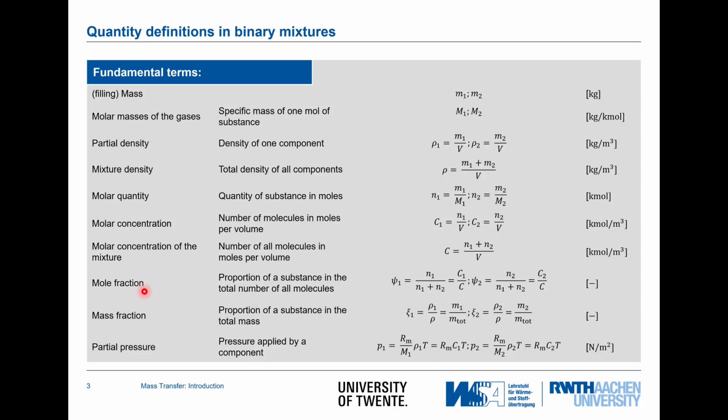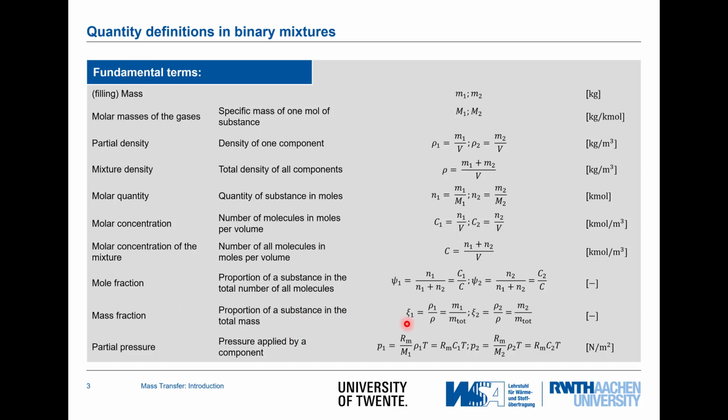The mole fraction is then relating the molar quantity of one substance to the sum of all the substances. In our binary mixture, that's just n1 and n2. So psi1, that's the variable used for mole fraction, is n1 divided by n1 plus n2. Psi2 is n2 divided by n1 plus n2. And both can be also expressed by C, partial molar concentration, divided by the molar concentration of the mixture. This is dimensionless.